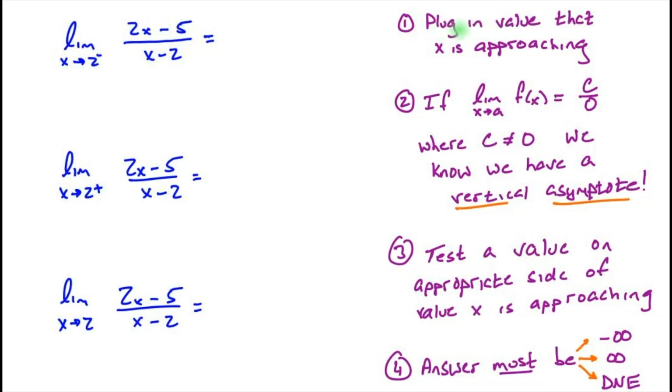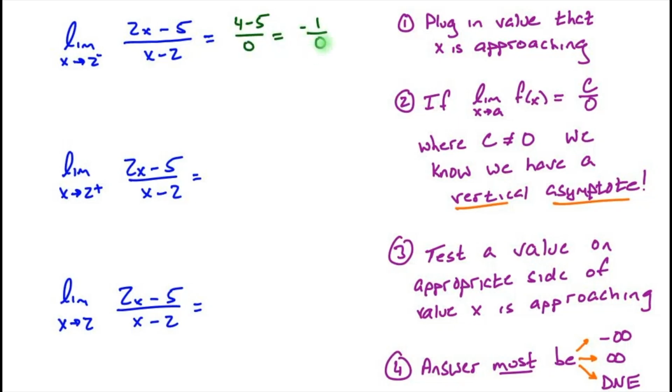Our first rule of limits is plug in that value that x is approaching. So in all these cases, we're going to be plugging in 2. And in all these cases, we're going to get the same result because it's the same function. But certainly when we plug in 2, we're going to get (4 minus 5) over (2 minus 2), so negative 1 over 0.